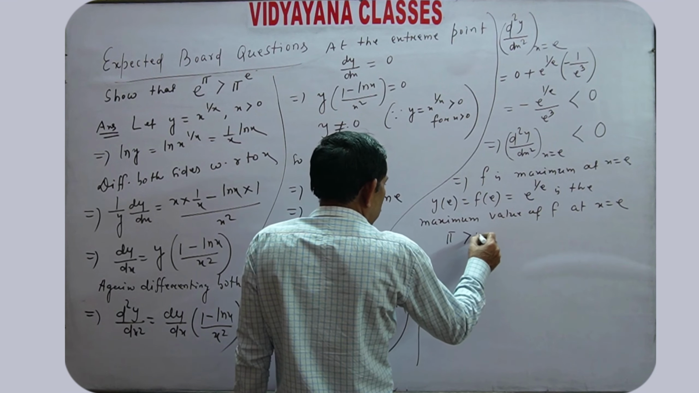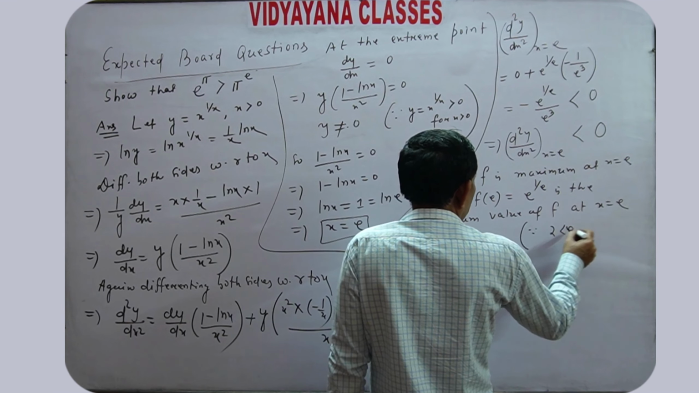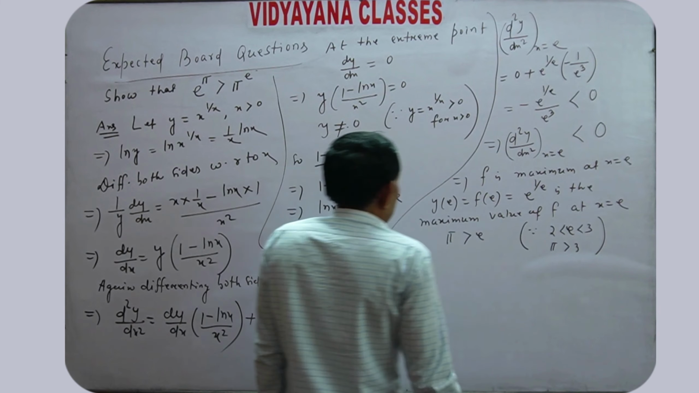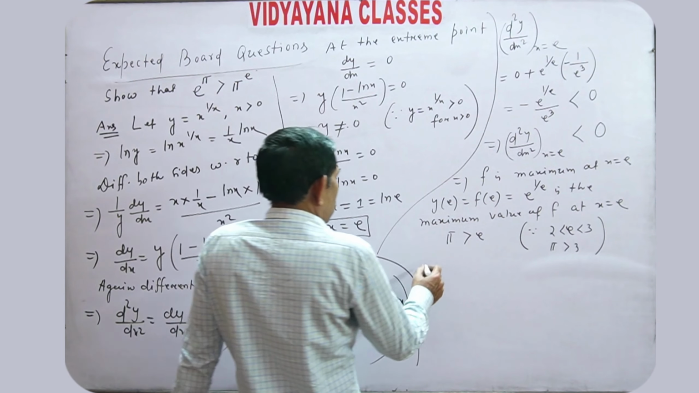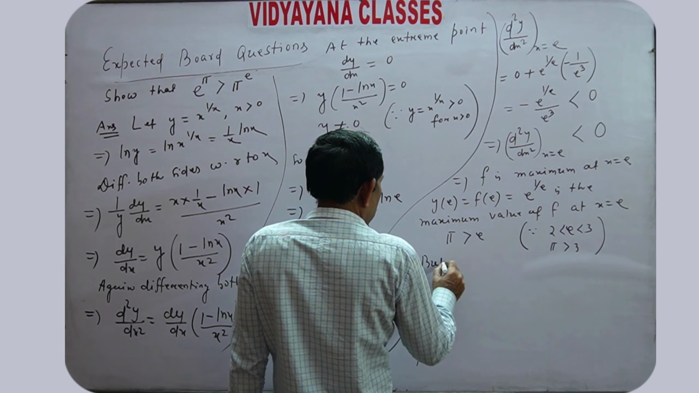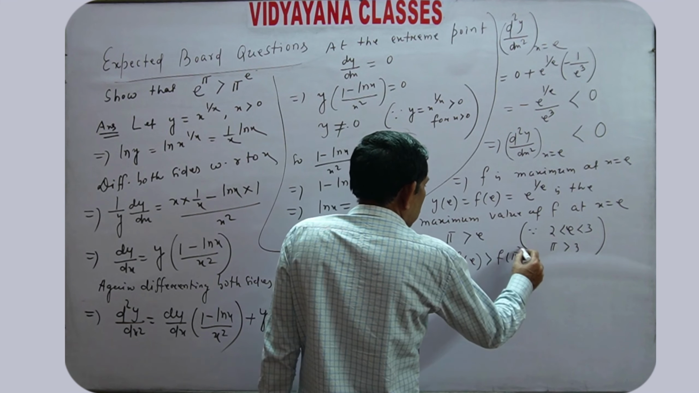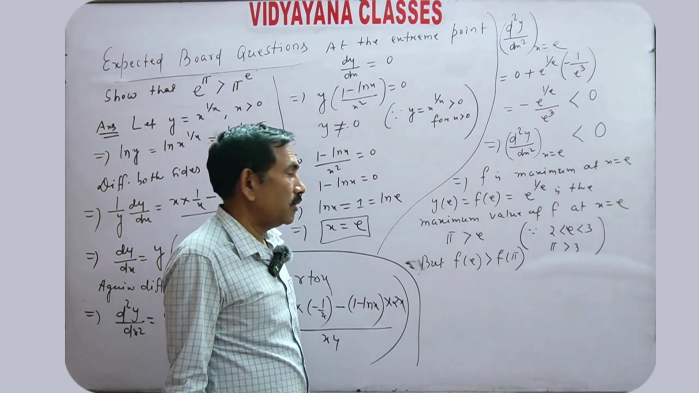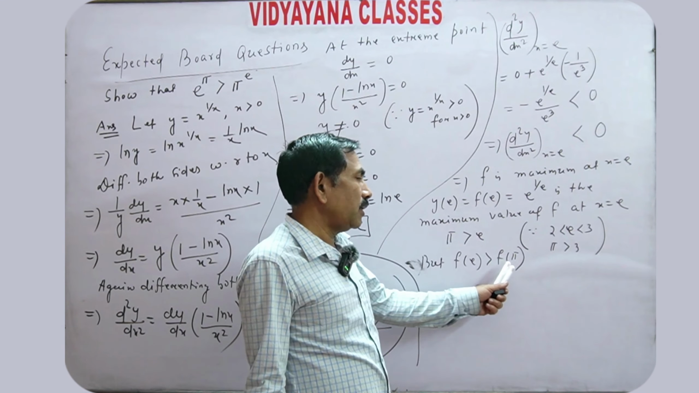Pi is greater than e, since e is greater than 2 and less than 3, and pi is greater than 3. So pi is greater than e. But f(e) is greater than f(pi), since at x equal to e the function has a maximum value. E is the point of maxima. Clear? So f(e) is greater than f(pi).